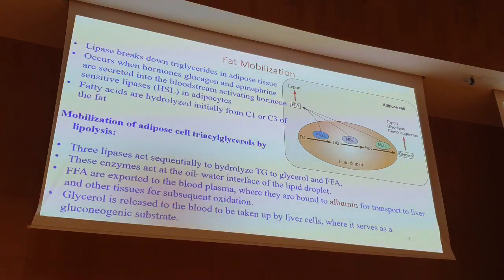Now you have another lipase called hormone-sensitive lipase, which I talked about last week. And hormone-sensitive lipase will convert the diacylglycerol into mono. Okay? Monoacylglycerol. The monoacylglycerol now will be converted through monoglycerol lipase into fatty acid, the third fatty acid, and glycerol.